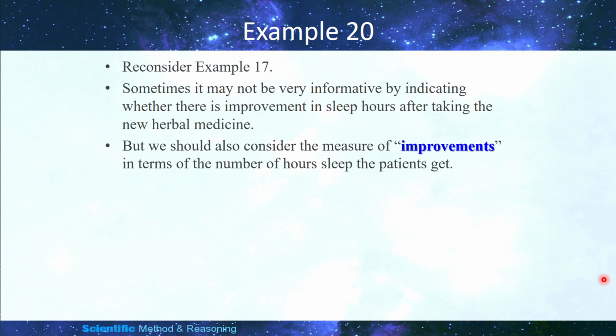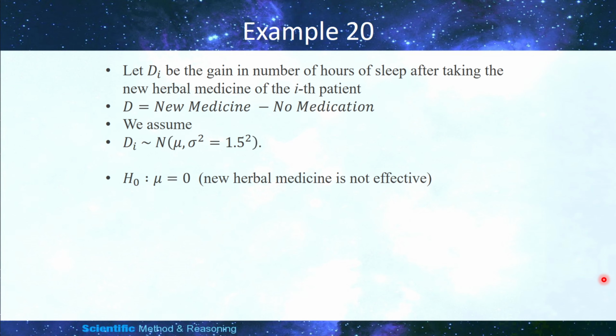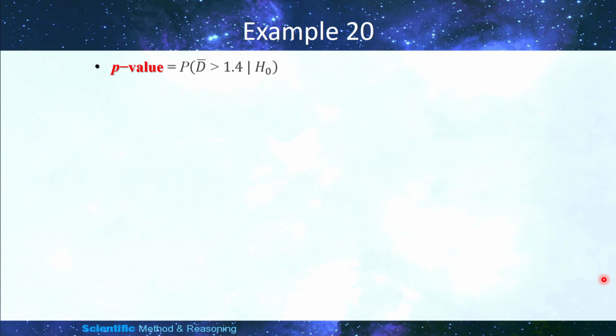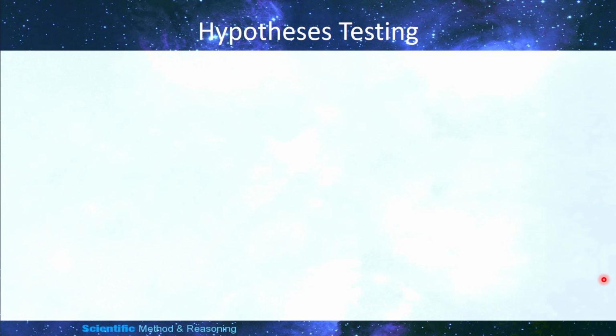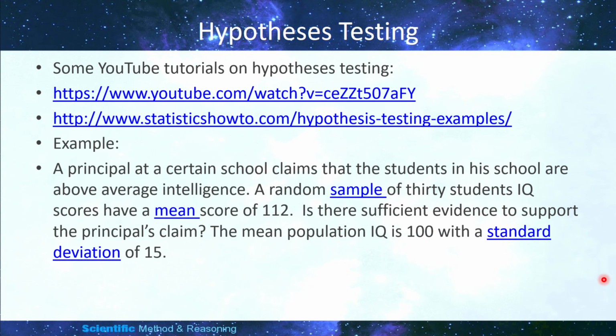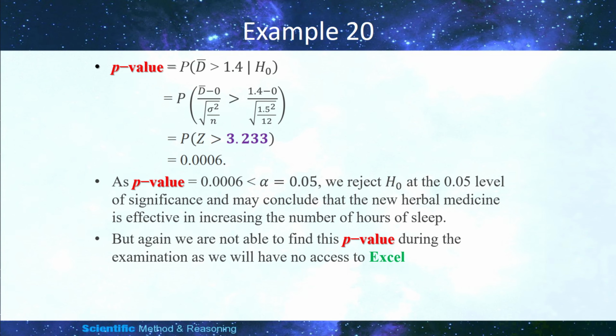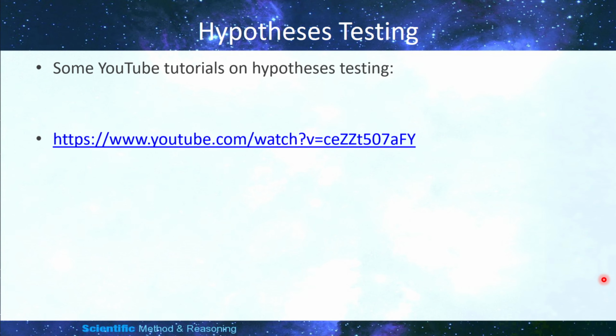Now, what can we do instead of computing the p-values using Excel?